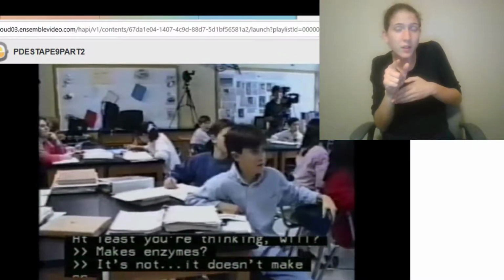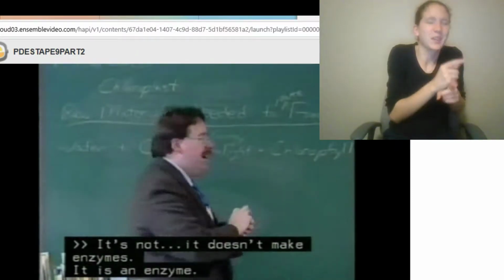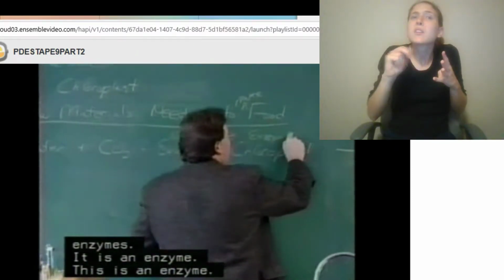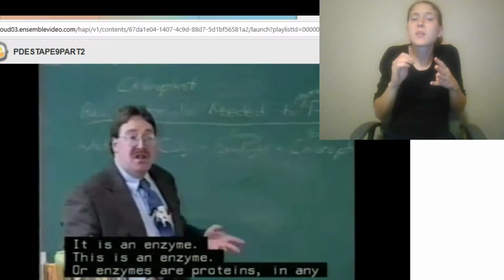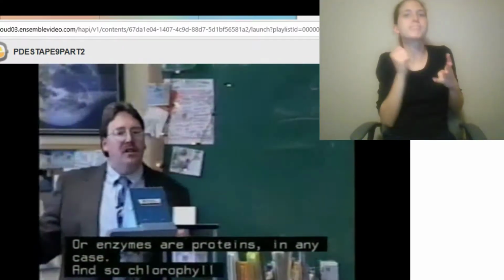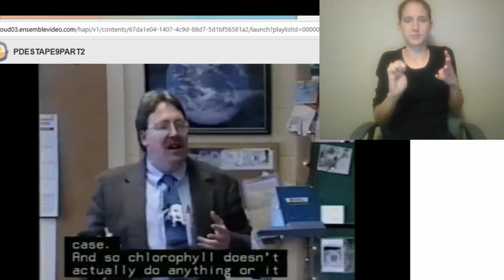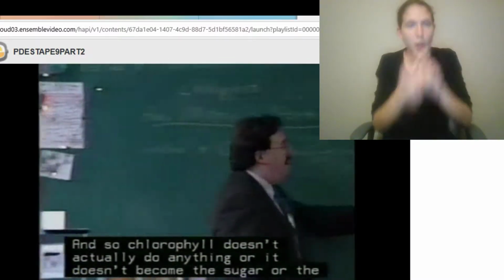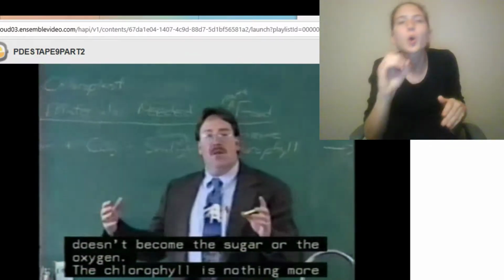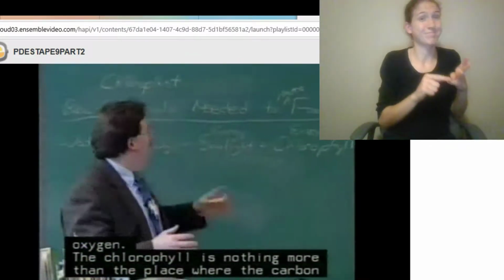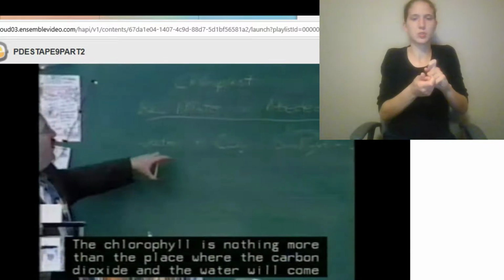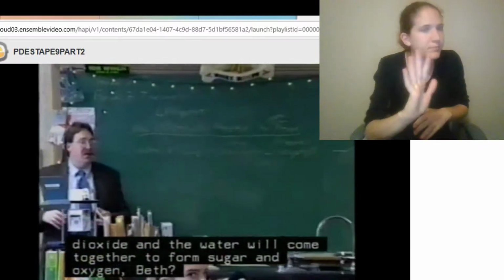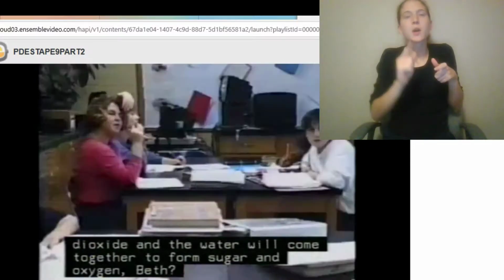It doesn't make enzymes. It is an enzyme. Okay, this is an enzyme, or enzymes with proteins in any case. And so chlorophyll doesn't actually do anything, or it doesn't become the sugar or the oxygen. The chlorophyll is nothing more than the place where the carbon dioxide and the water will come together to form sugar and oxygen.